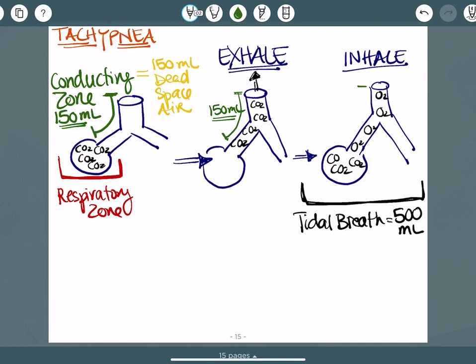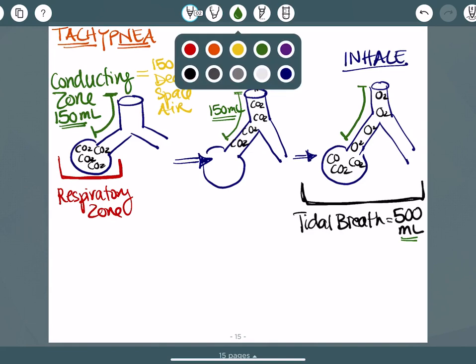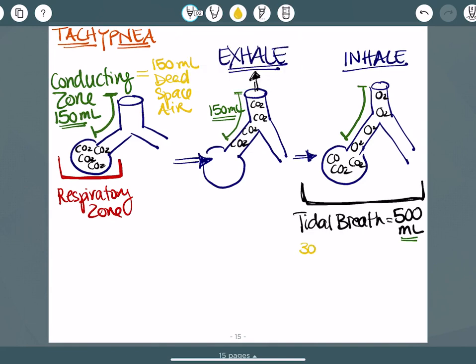And 150 milliliters of that 500 mils is dead space air. So around 30% of every tidal breath is just dead space air being moved up and down. It's not participating in gas exchange.